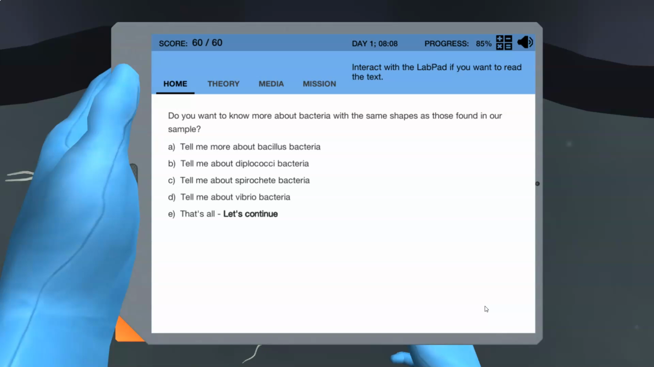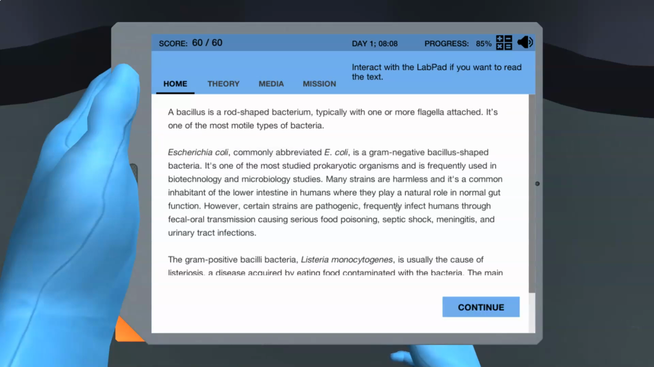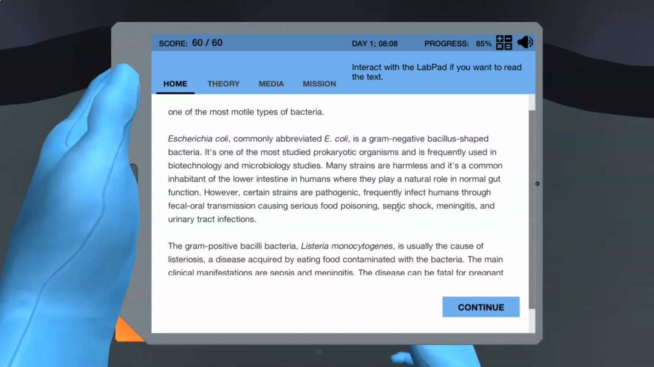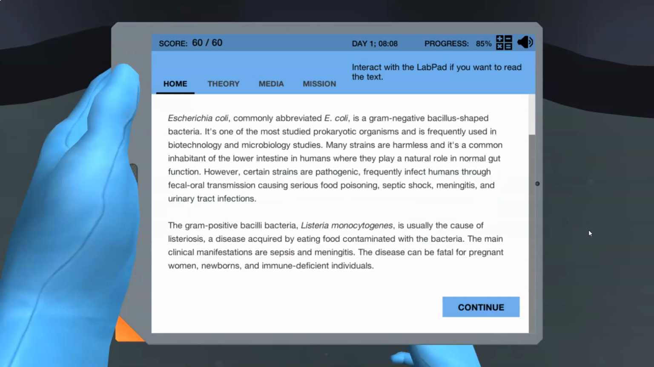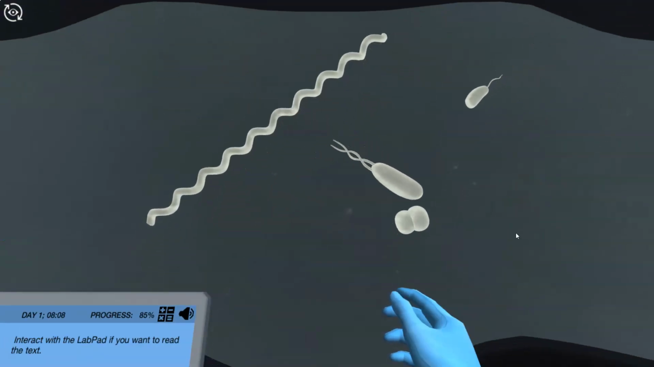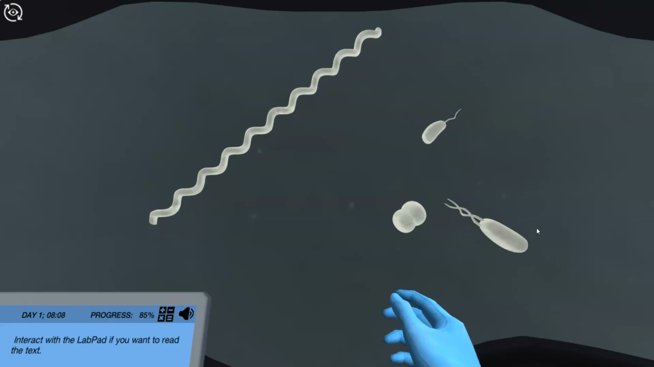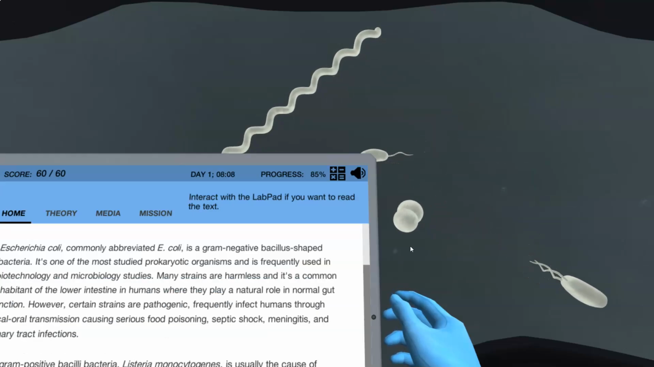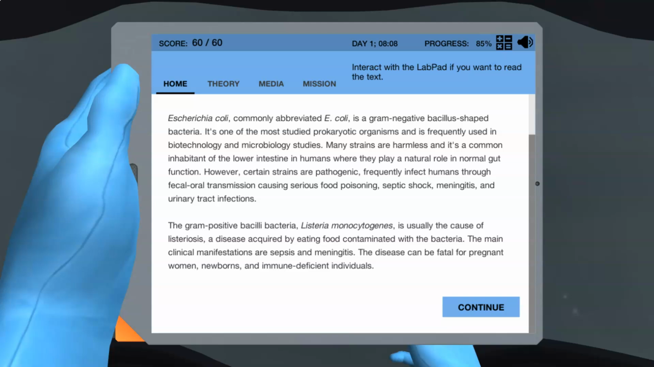Do you want to know more about bacteria with the same shapes as those found in our sample? A bacillus is a rod-shaped bacterium, typically with one or more flagella attached. It's one of the most motile types of bacteria. Escherichia coli, commonly abbreviated E. coli, is a gram-negative bacillus-shaped bacteria. It's one of the most studied prokaryotic organisms and is frequently used in biotechnology and microbiology studies. Many strains are harmless and it's a common inhabitant of the lower intestine in humans where they play a natural role in normal gut function.